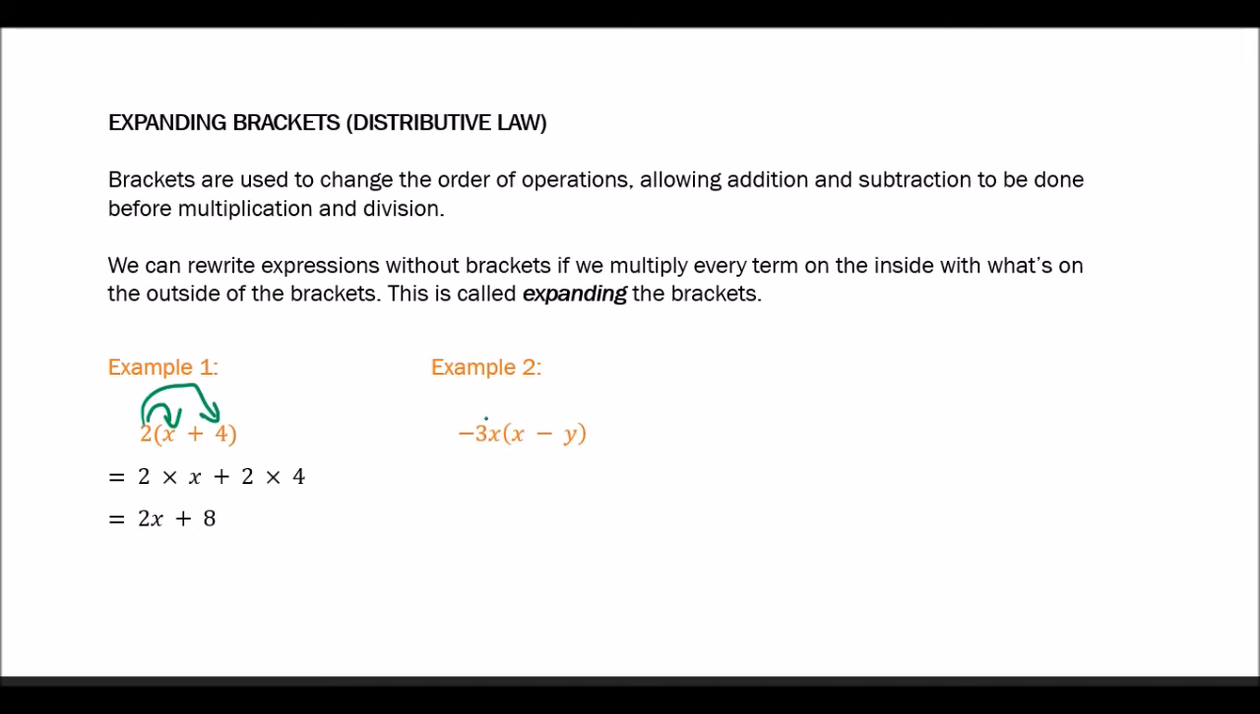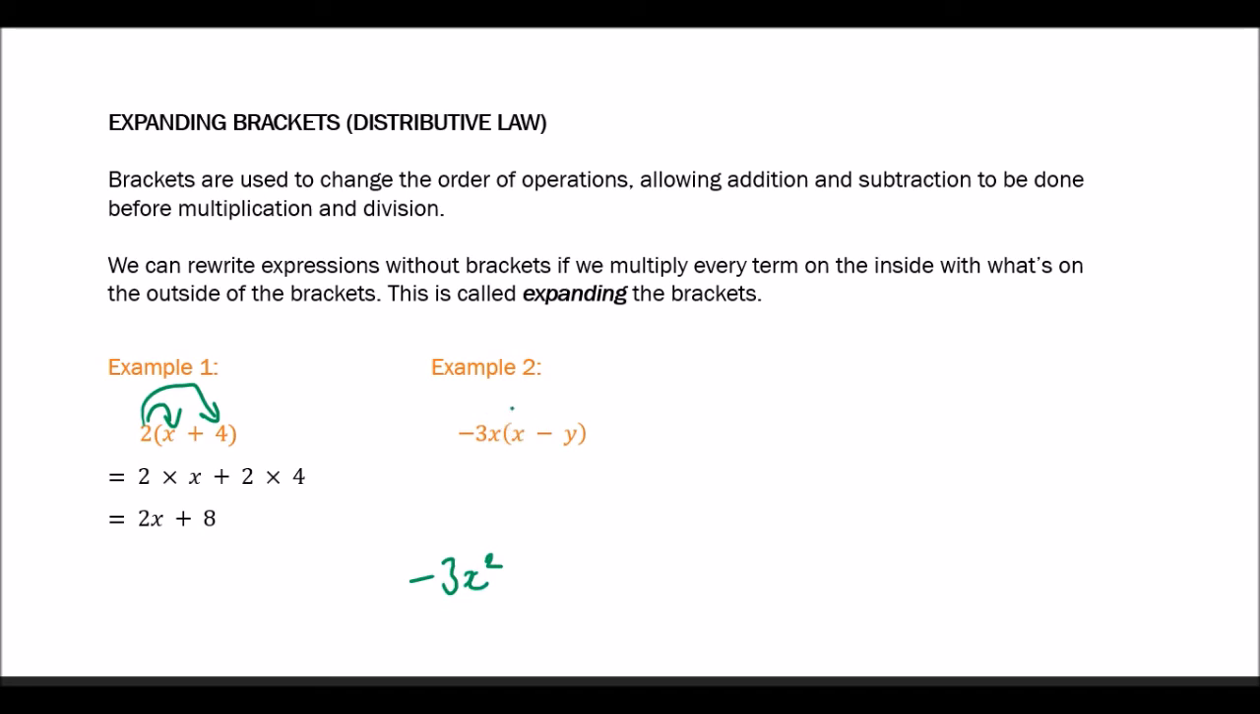So remember, you're just multiplying this with this. So negative 3x times x. So negative 3 times, there's no number in front, so just assume there's a 1, so you get negative 3. And then x times x. So remember, when you're multiplying letters, they get added together. So you get x squared.